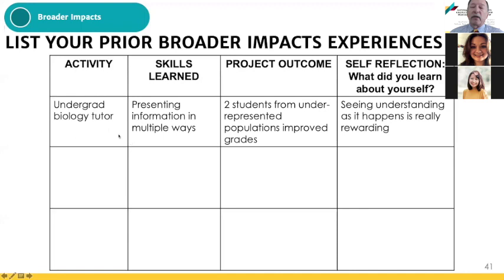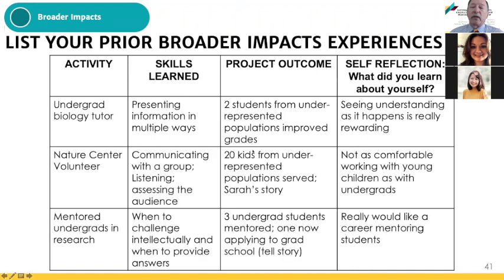Could have been a biology tutor as an undergrad. Skills you learned, who was involved, what did you get out of it? Could be a volunteer center, could be mentoring, it could be any number of things. But do think about this. One thing that can be confusing is broader impacts isn't necessarily about communicating the precise research project. So again, I'm in evolutionary biology. I've given presentations to elementary school classes on birds, just on birds generally, not on my particular research. That's broader impacts. Okay? It doesn't have to be specific to your research project.